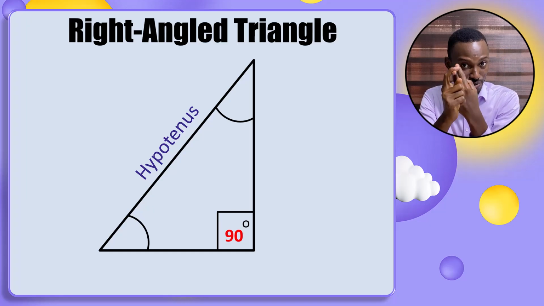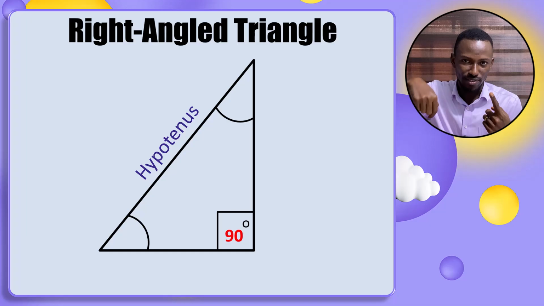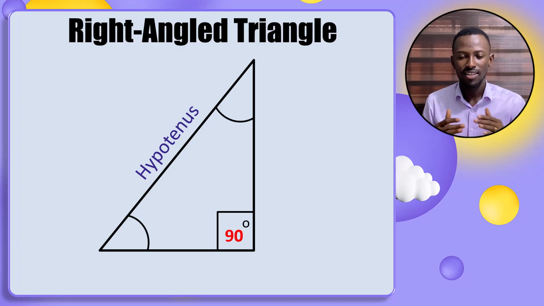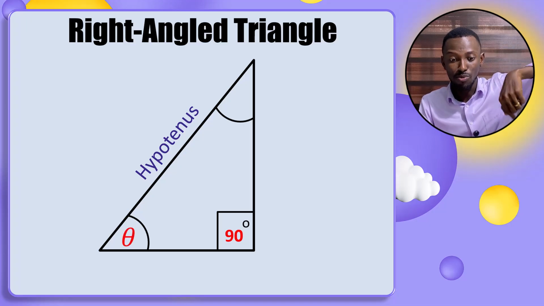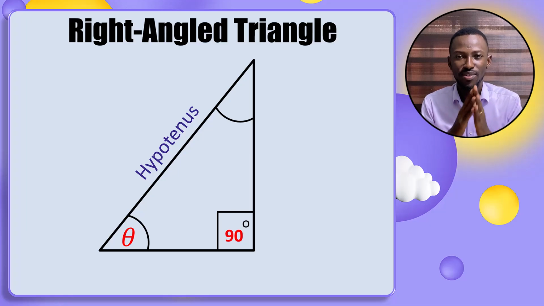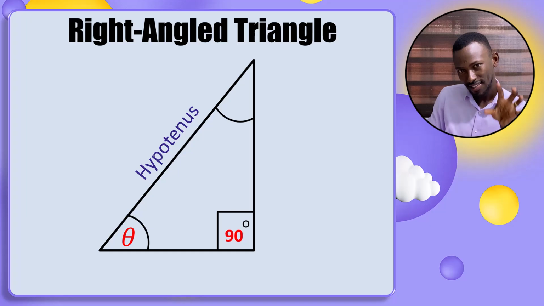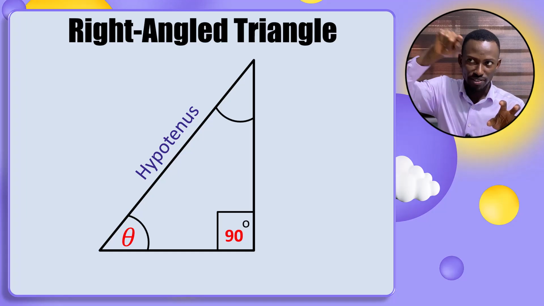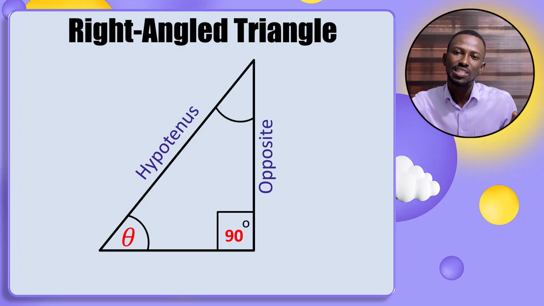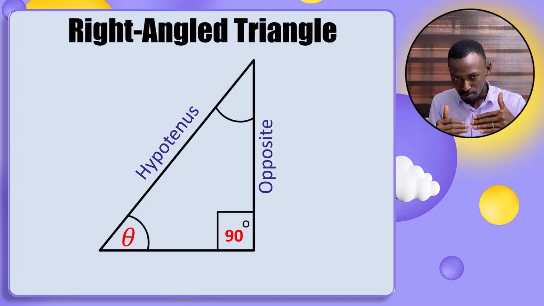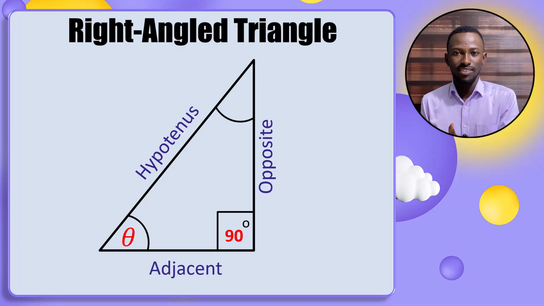So far we've seen two parts of a right-angled triangle: the angle which is 90 degrees, and then the side directly opposite the 90 degrees, which is the hypotenuse. Now, assuming we are considering the angle at the bottom, which we've labeled as theta, the side of the triangle that is directly opposite theta, so you see where the theta is, is known as the opposite. And then the side just below it is known as the adjacent.